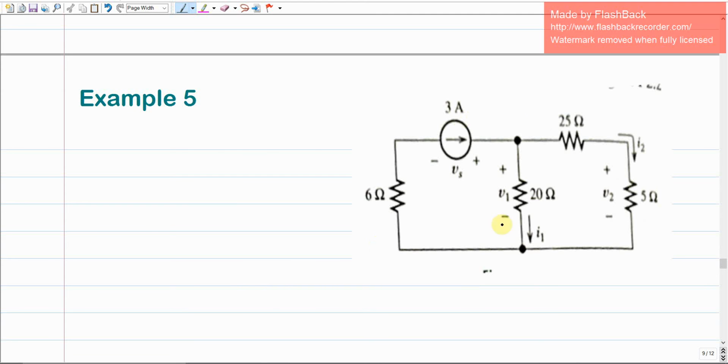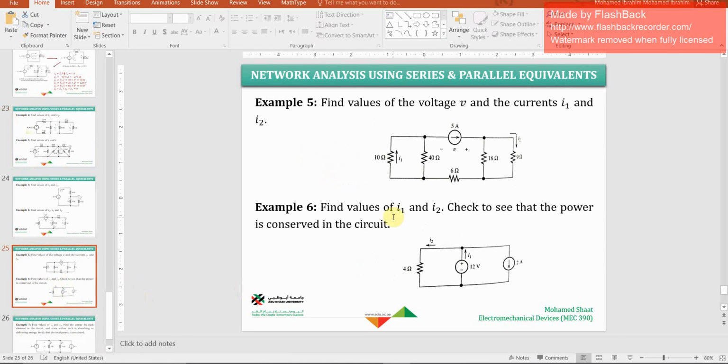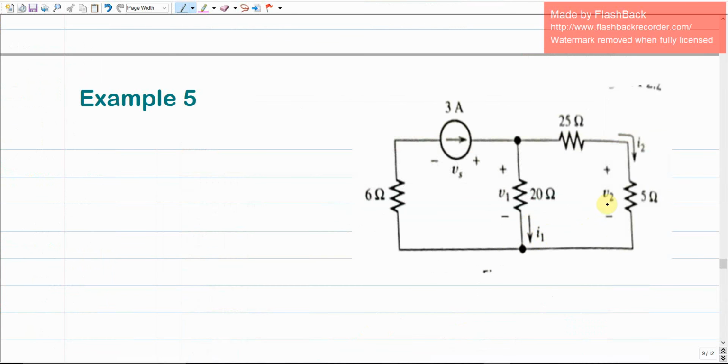In example 5, we have this electrical circuit with 4 resistances and a current source of 3 amperes. Let us see what the requirement is for this problem. It is required to find V, which is the voltage over the source, and I1 and I2. So how much is I1, how much is I2, and Vs. These are the requirements: Vs, I1, and I2. Make sense?